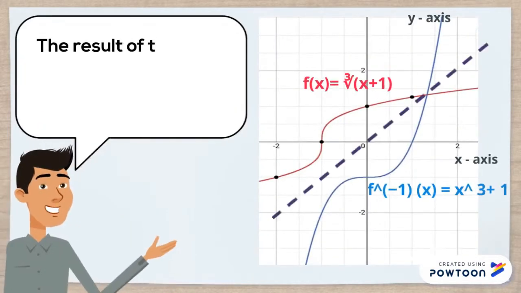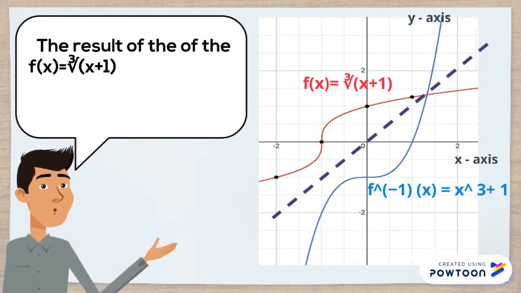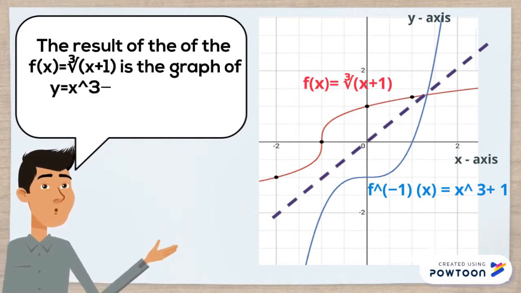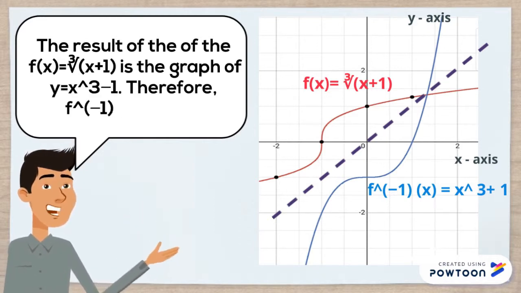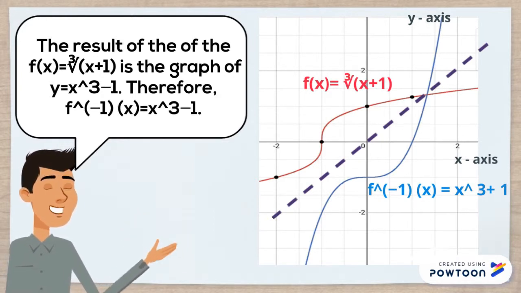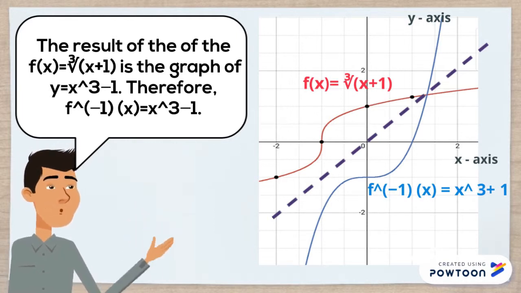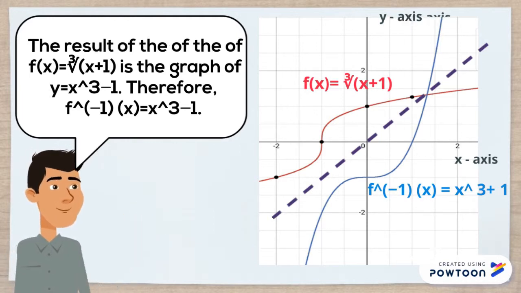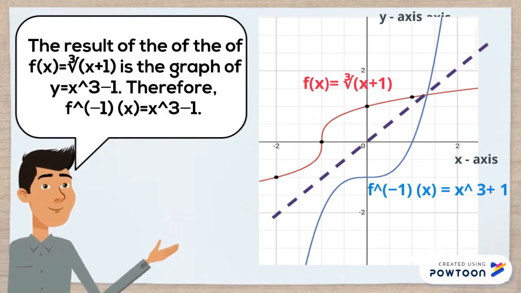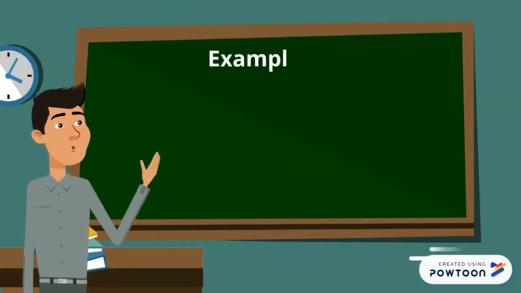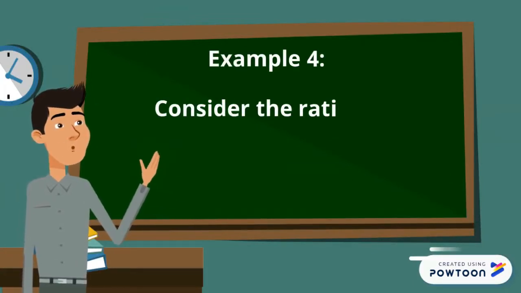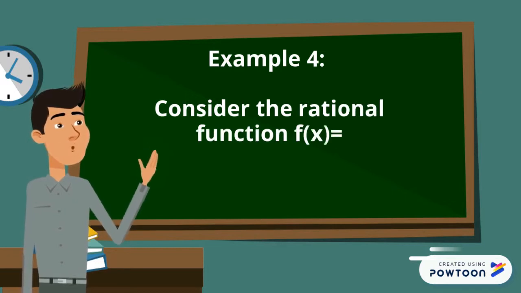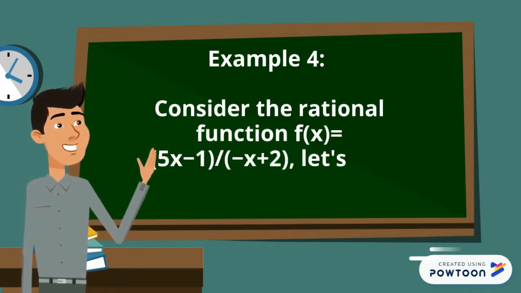The result for f of x is equal to the cube root of x plus 1 is the graph of y is equal to x cubed minus 1. Therefore, the inverse function of x is equal to x cubed minus 1. Example number 4. Consider the rational function f of x is equal to 5x minus 1 all over negative x plus 2.